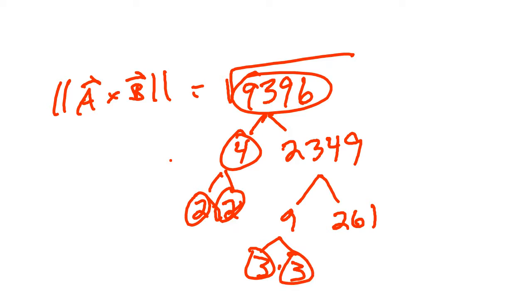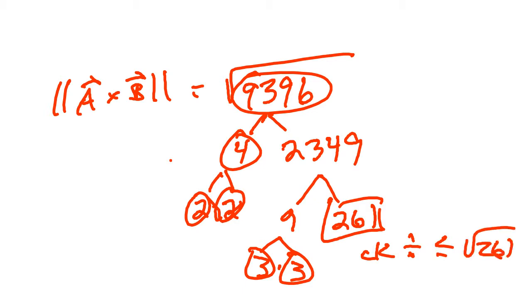You can check all the primes less than or equal to the square root of it. The square root of 261 is 16 point something. 16 is not prime, neither is 15. I've already checked 2 and 3. It's not divisible by 5, it's not divisible by 7, it's not divisible by 11, and it's not divisible by 13. So basically, this one is prime.